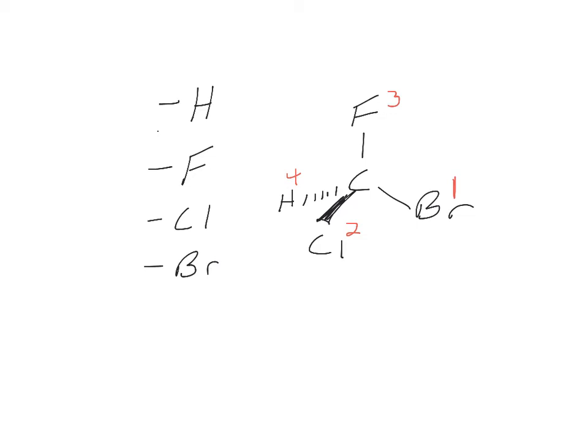Now what do I do? So now how do I decide if this is an R or an S? What I want to do is get the lowest priority group going away from me, wedged, going away from me. Once I get the lowest priority group going away from me, then I need to look at this and see if it goes 1, 2, 3. In which way is that rotation? Lowest group away, and I look at the rotation. In this case, 1, 2, 3. The rotation is to the right. So if I rotate to the right, that is called an R molecule. That carbon is R. That's a clockwise rotation.